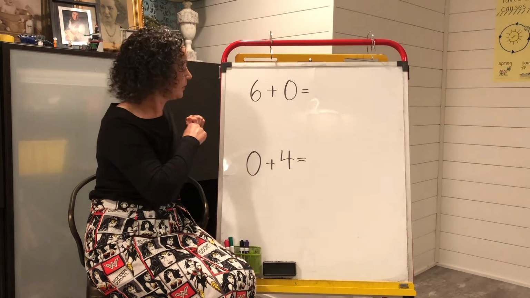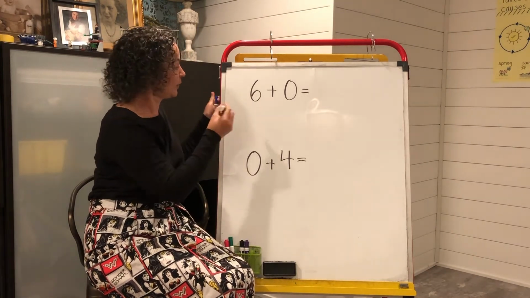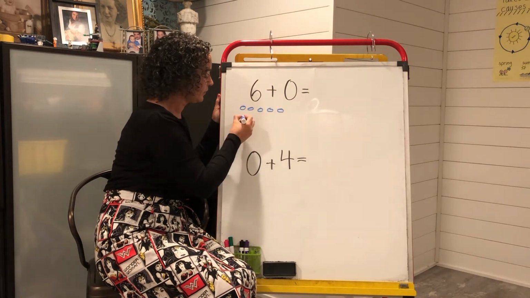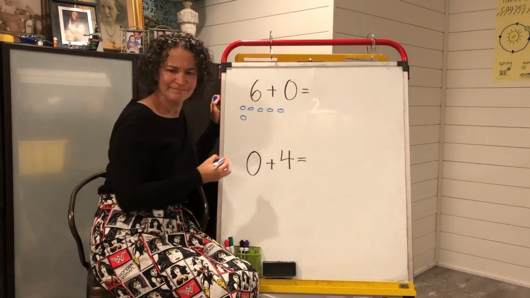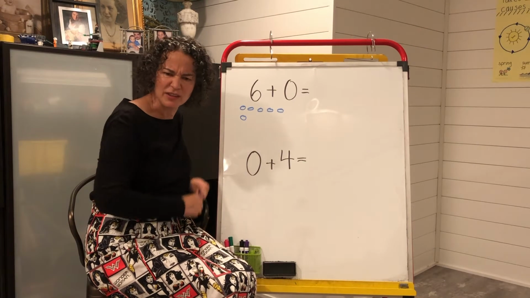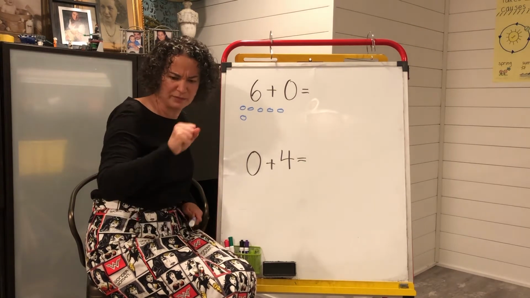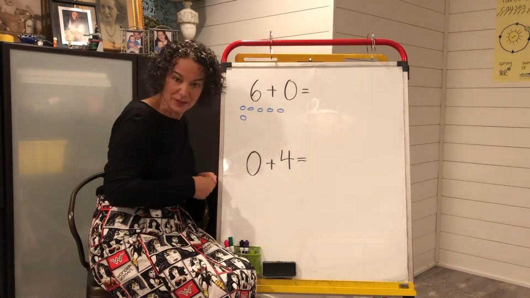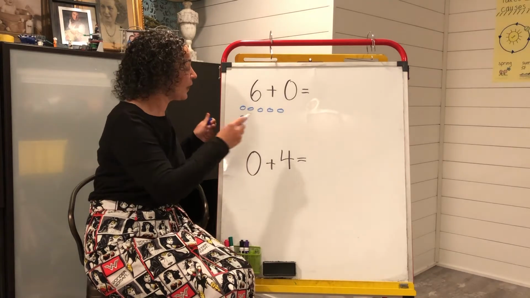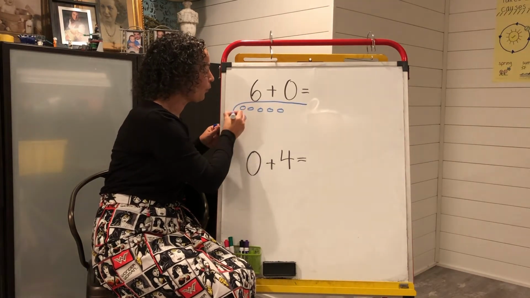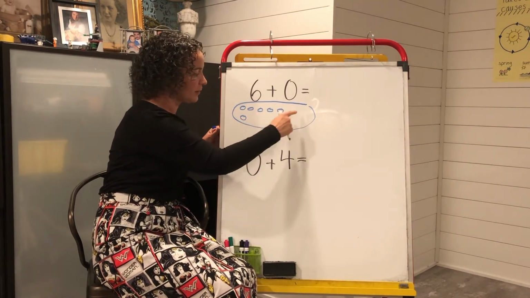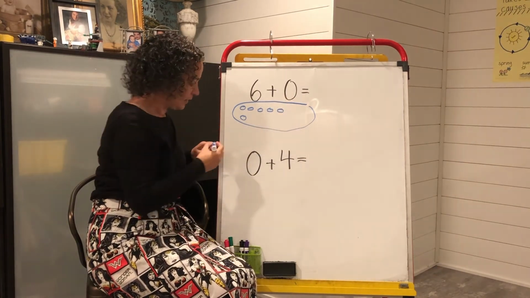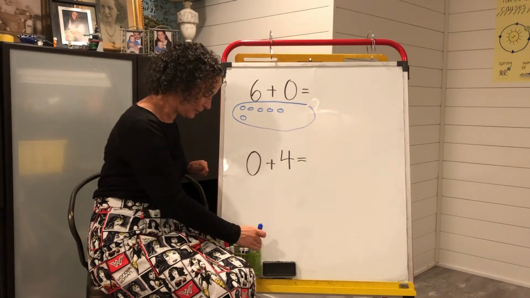I'm going to draw a quick pick. So 6, that means I need 6 counters. 1, 2, 3, 4, 5, 6. And I have a 0. How many is 0? Yeah, 0 is 0. 0 means you don't have any. So I'm not going to draw anything for 0, my friends. And then for adding, you know we circle the whole thing. So I'm circling my 6, and I'm circling my space where there would be something if we had a bigger add-in than 0. And now, my friends, we just have to count it up.